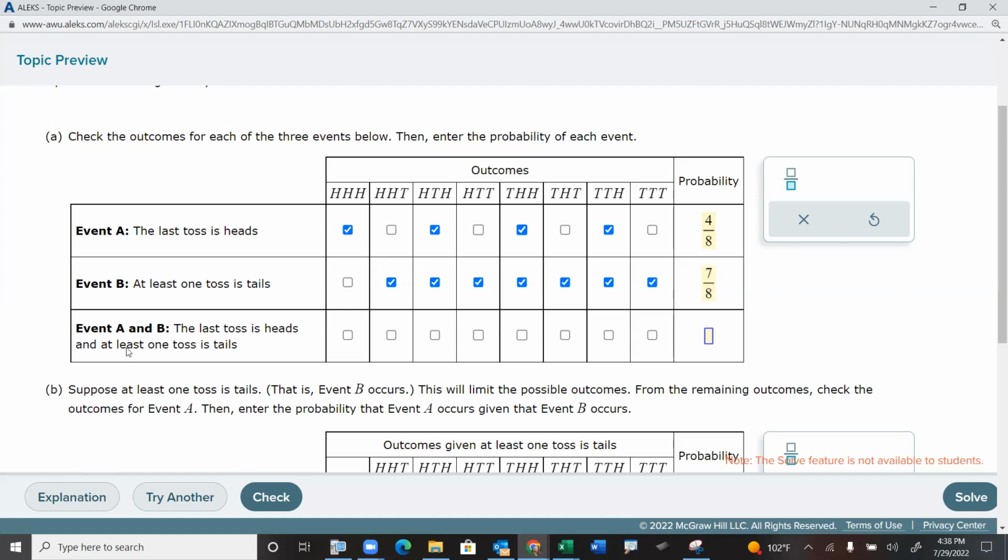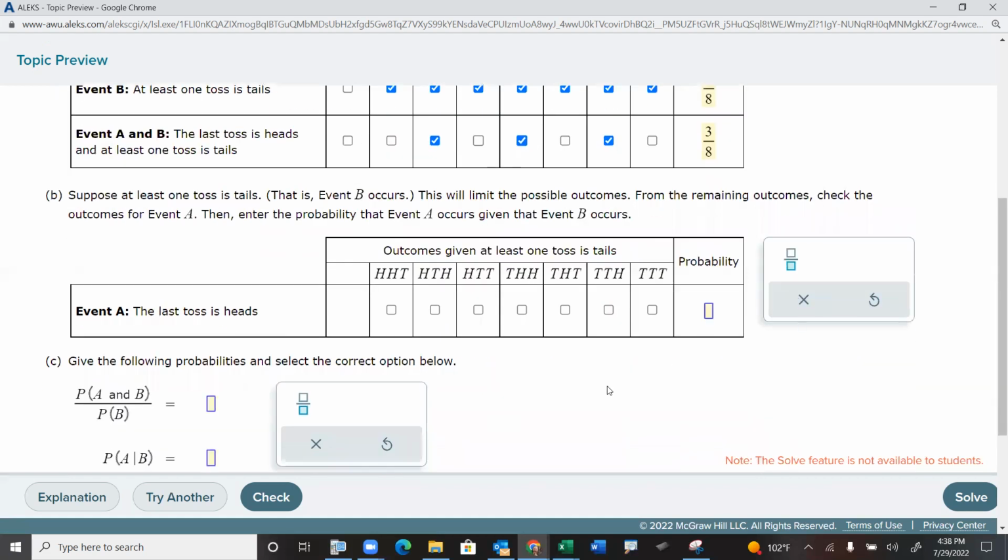And the last one, event A and B. The last toss is heads, and at least 1 toss is tails. Remember back in chapter 1 or 2, I think, we talked about how sometimes you can look at the word "and" as being intersection. So which of these 8 outcomes do event A and event B have in common? Well, they're both marked there, and there, and there. Those are the 3 that they have in common. 3 out of 8, and that would be it.